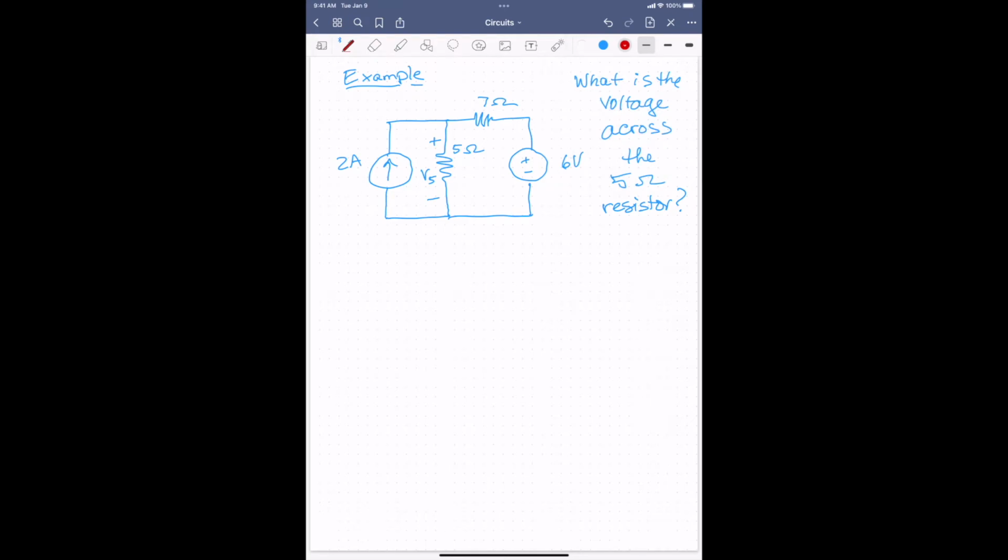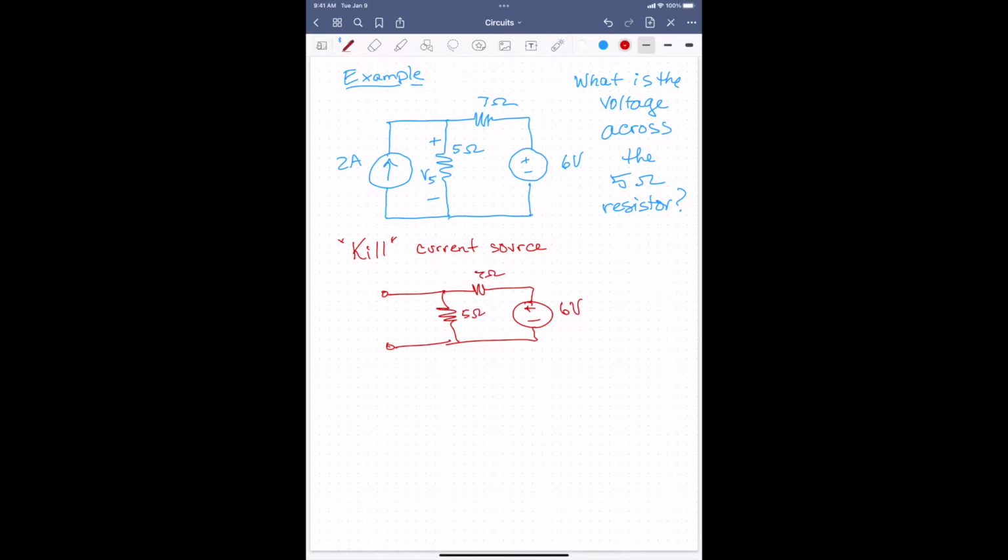Okay, so the first thing we need to do is kill all but one of the sources. I usually kill the first source I come to, so let's kill the current source. And to kill the current source, we make it equal to 0 amps, right? So that's an open circuit. And just redraw the circuit. Sometimes students try to save a little time by not drawing the circuit, but it's never a good idea.